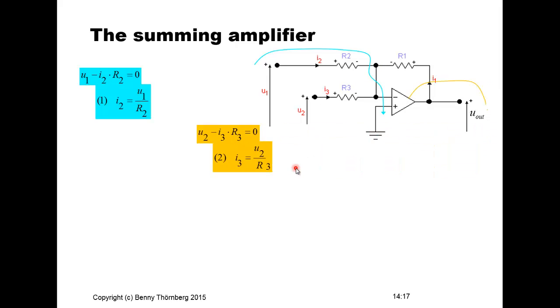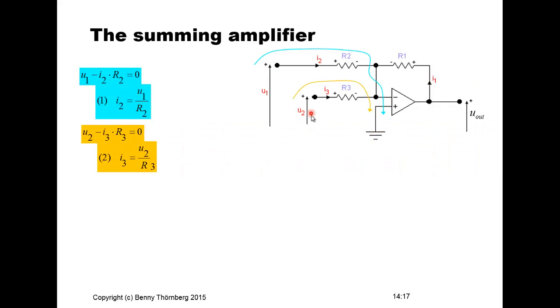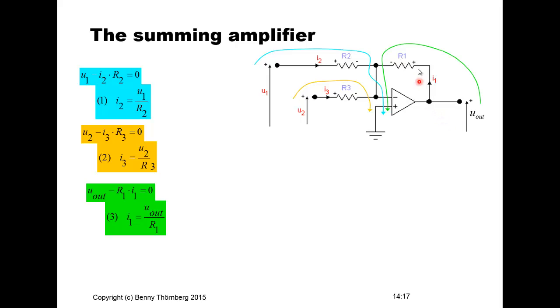But let's continue with the next step, which is Kirchhoff's voltage law from this input node to the virtual ground. So U2 minus the voltage drop over resistor R3 is equal to 0. And we have been solving for the currents I2 and I3. We can continue with the last voltage law from U out, minus the voltage drop over R1, and again down to the potential of this virtual ground, and we solve for I1 in this case. And I think now we can continue with Kirchhoff's current law on this node.